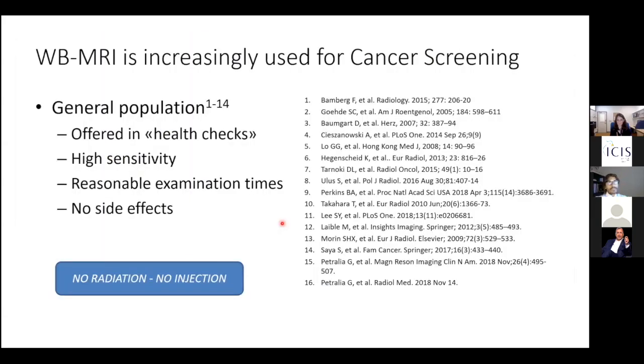Now, the second part of our introduction. We said that whole body MRI is established for cancer screening in a risk population, but it is increasingly requested in the general population. Whole body MRI is currently offered in health checks in Europe, in Milan, in London, in the US, in Asia, because we have an exam with a good sensitivity, as we discussed before, that can be carried out in a reasonable time. It has no side effects, and again, it has no radiation.